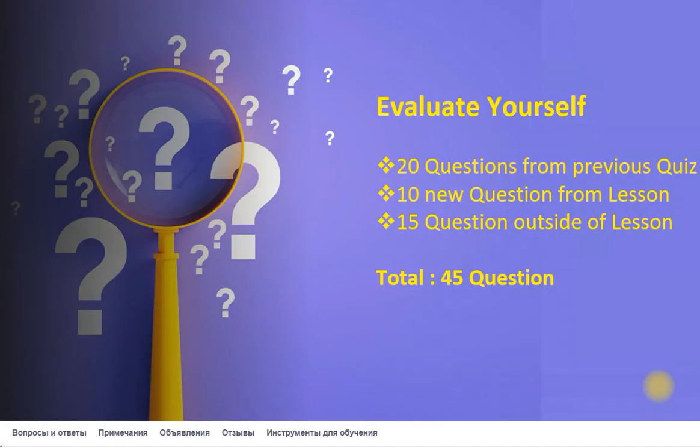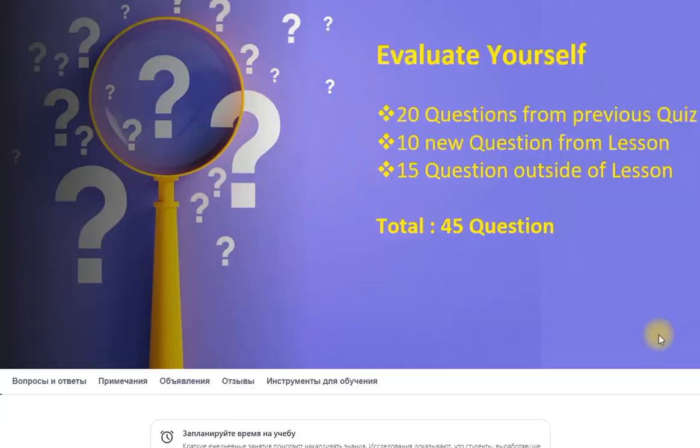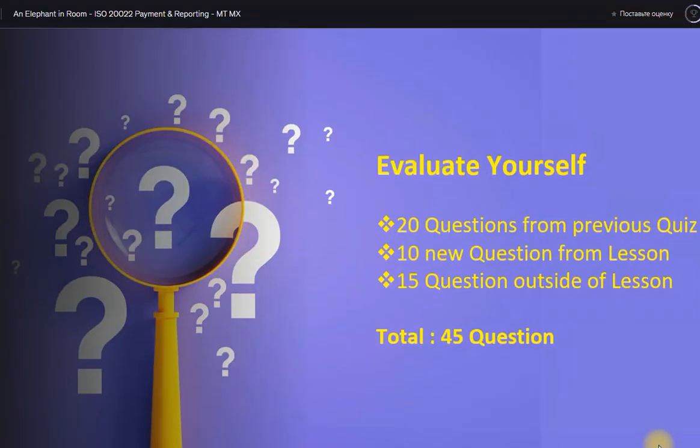In this course, I tried my best to collate various parts of ISO 20022 and give you a complete picture of it. So finally, at the end of the course, we want you to evaluate yourself on whatever you have learned. In this evaluation, you have 45 questions. There's a time limit and there is a minimum percentage that you have to achieve to pass.